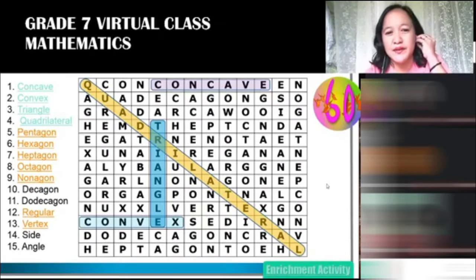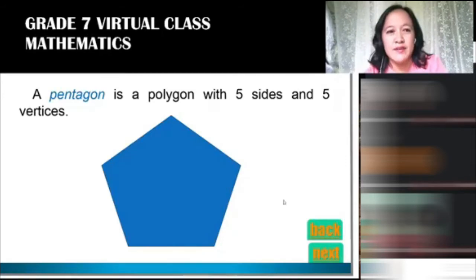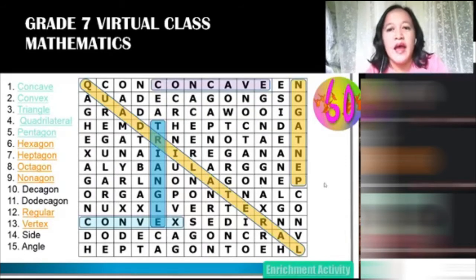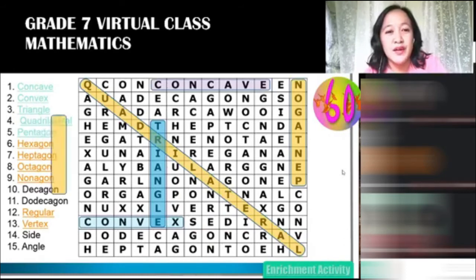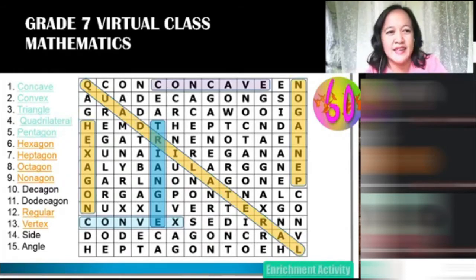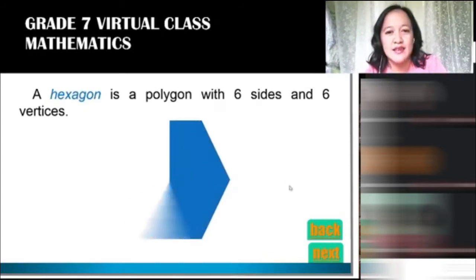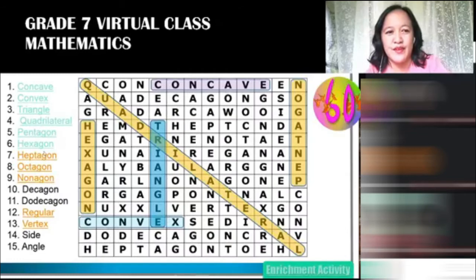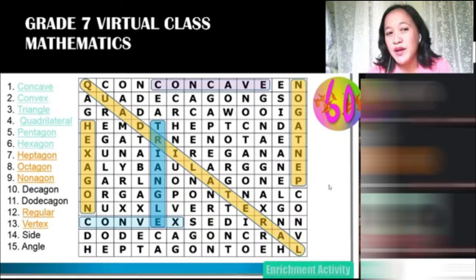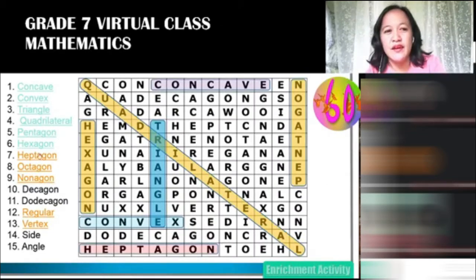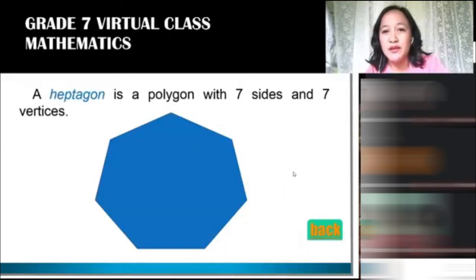What about a pentagon? Okay, mga FB live viewers, nahanap nyo ba ang salitang pentagon? So it is just located here. A pentagon has 5 sides. The next word is hexagon. Where is it located? Okay, exactly. If a pentagon has 5 sides, a hexagon has 6 sides. Next one is heptagon. We have here the word heptagon. Heptagon is a polygon with 7 sides and 7 vertices.